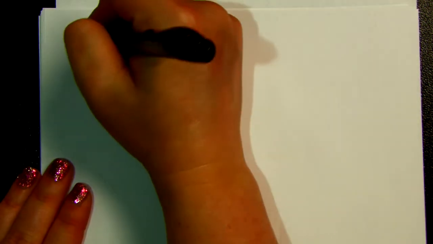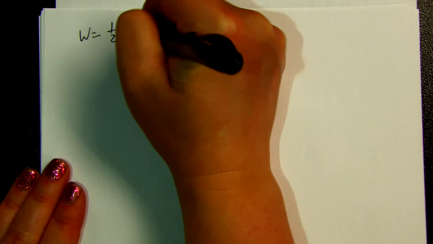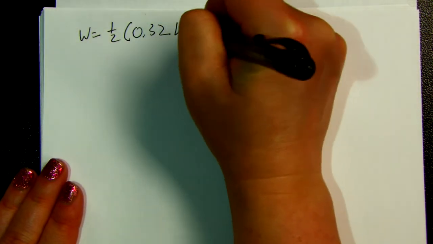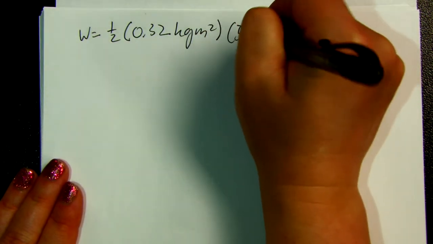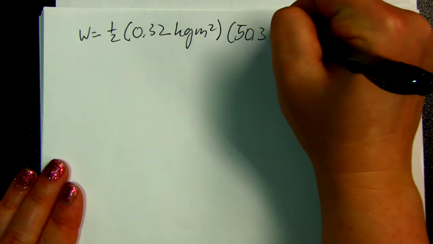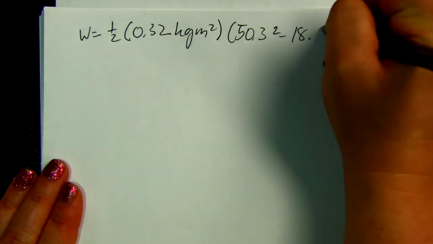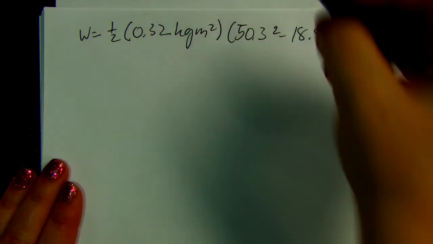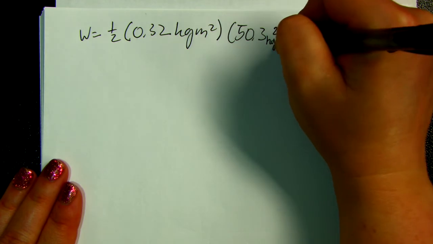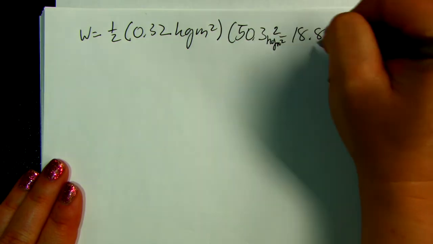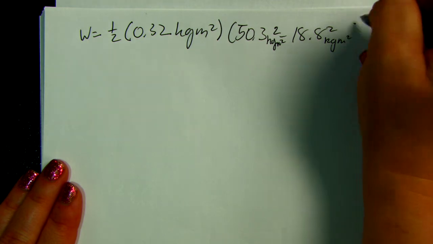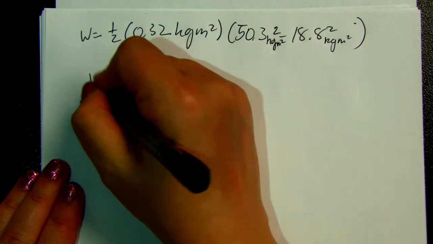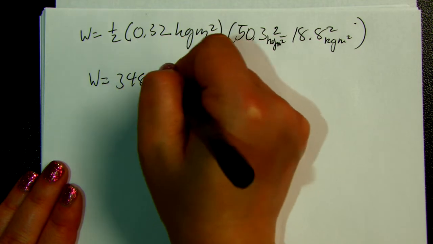So let's see. Work is equal to 1/2 times 0.32 kilogram meter squared times 50.3 squared minus 18.8 quantity squared. That would be kilogram meters squared. And so work is equal to 348 joules.